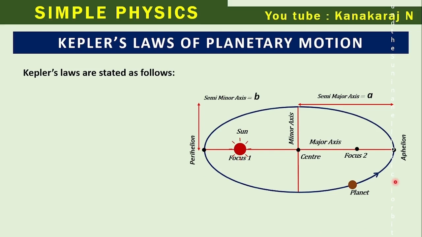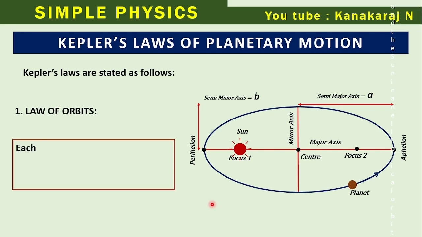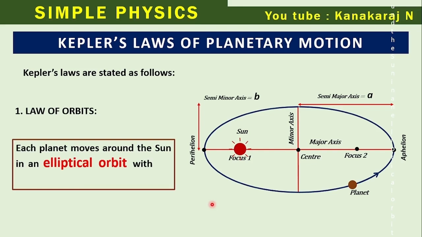At the aphelion position, the planet has the slowest speed. At the perihelion position, the planet has the highest speed. Let us learn the first law, the law of orbits. Each planet moves around the Sun in an elliptical orbit with the Sun at one of the foci.